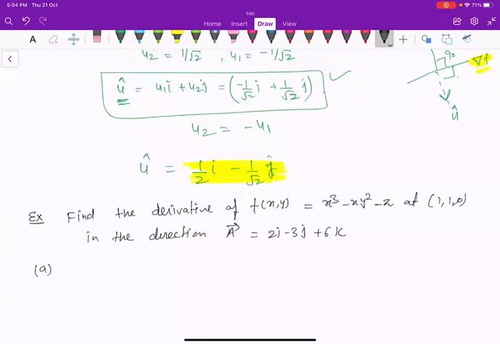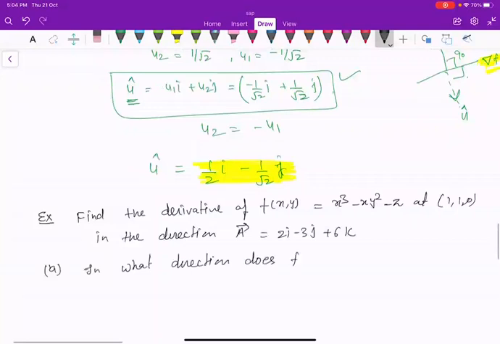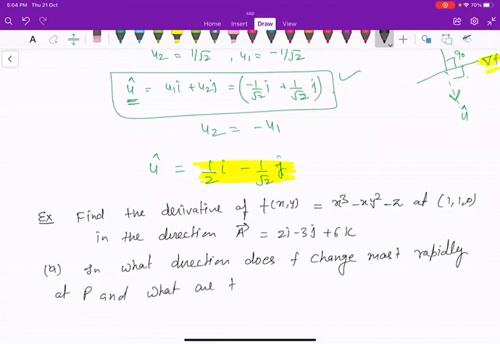So what is given? Find the derivative of the function at the point 1, 1, 0 in the direction of A. One more thing it is asked in this example: in what direction does f change most rapidly at P, and what is the rate of change in this direction?